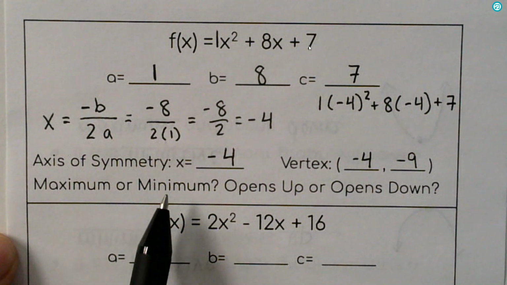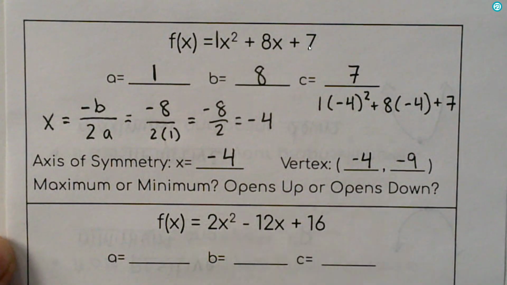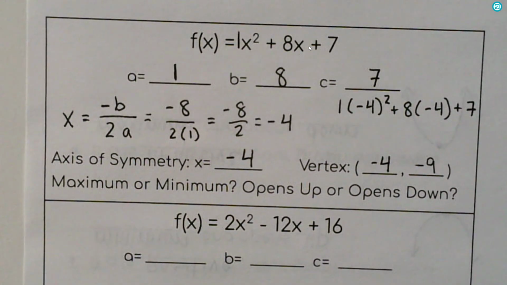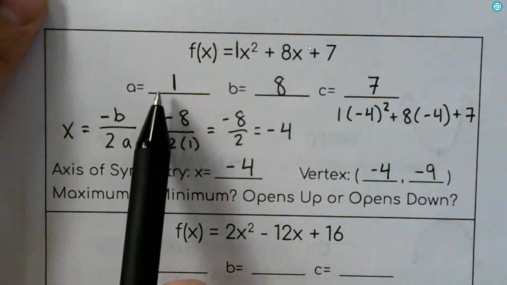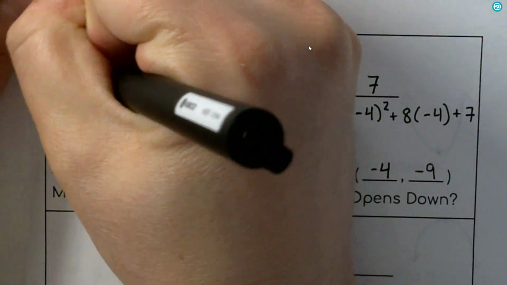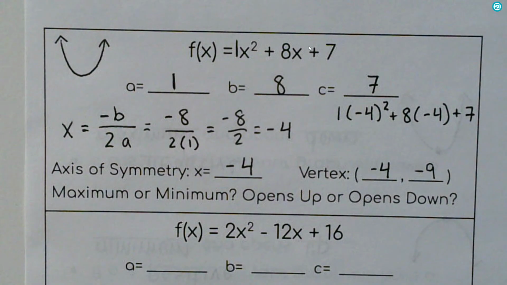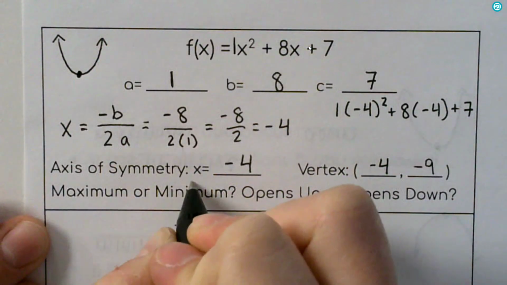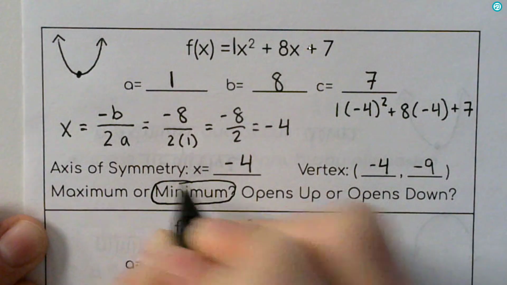All right, we've got one more thing to do on this problem, which is to decide whether it's going to have a maximum or minimum and decide whether it opens up or opens down. The easiest way for me to do this is to draw a picture so I can see it. So I come here and I say A is positive. So if A is positive, it's going to look like this. It's going to open up. So then that makes it easier for me to see my vertex is going to be a low point. It's going to be a minimum.